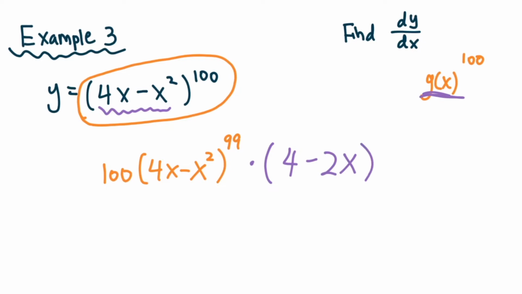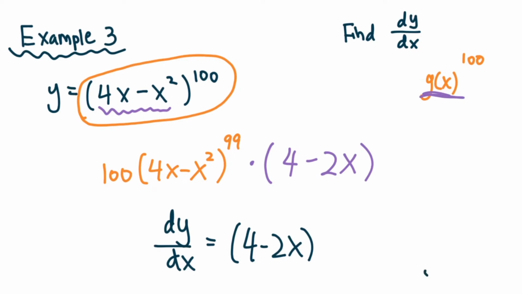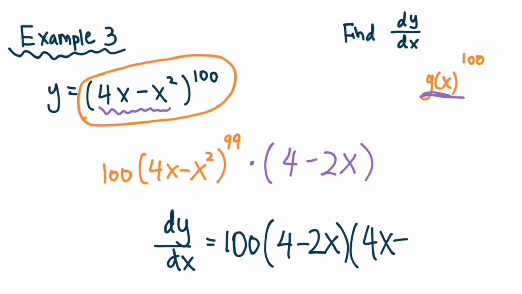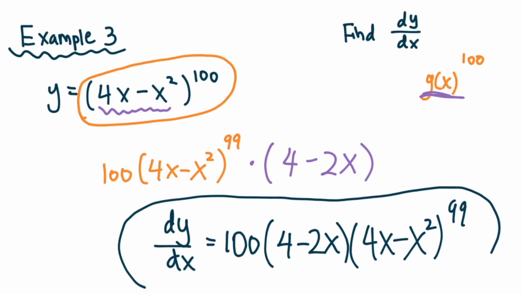So the result of our derivative is going to be dy over dx equals 4 minus 2x times, okay, maybe we should put the constant in the front, right? So to look better, it will be 100 times 4 minus 2x times 4x minus x squared to the 99th power. And here we have our derivative using chain rule. Always just identify the outside function, identify the inside function, take the derivative of the outside function without changing the inside function, and then multiply the derivative of the inside function onto it.